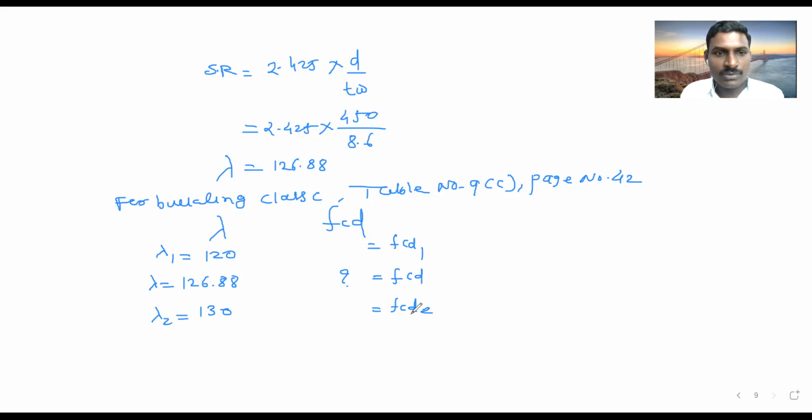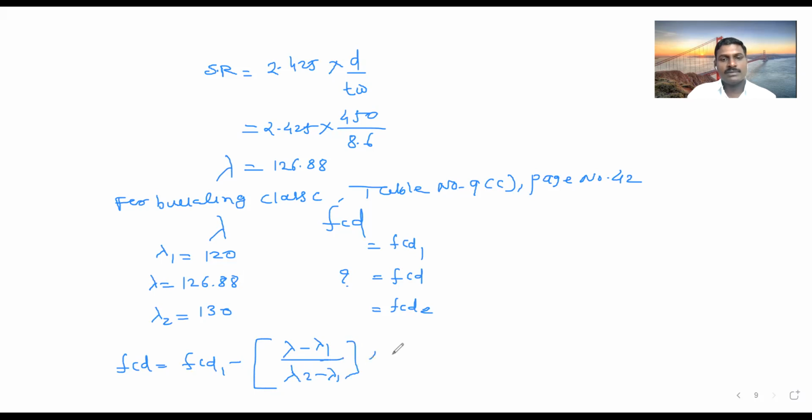Tell me, I will not go to the steel table. You have to see this in the IS code, page number 42, table number 9C, for buckling class C. You have to find these values, and with this we will calculate the FCD value. So FCD is equal to FCD 1 minus lambda 1 divided by lambda 2 minus lambda 1, into FCD 1 minus FCD 2. Write this down first. What are FCD 1 and FCD 2? Tell me from table number 9C, page number 42.